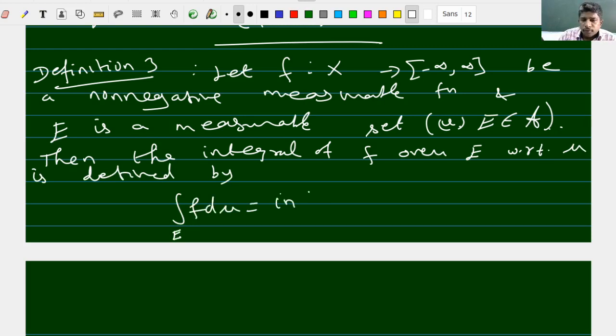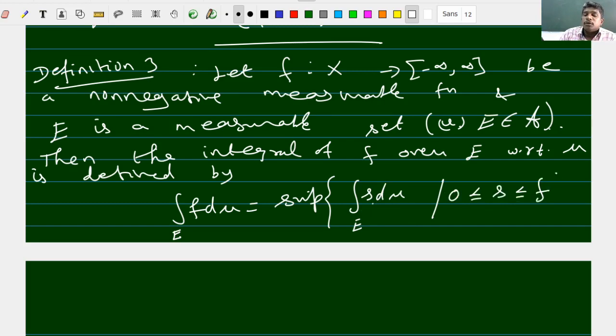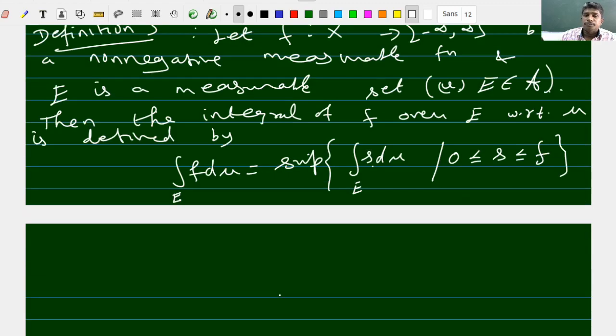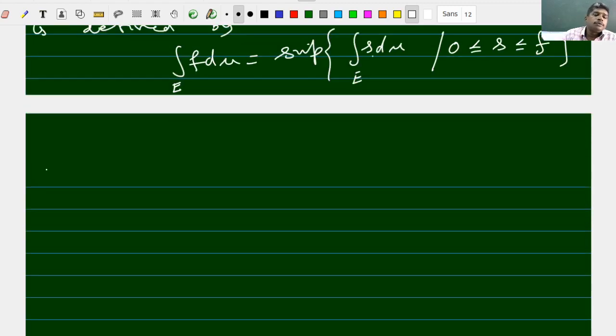This is the supremum of the integral over E of s d mu, which is already defined. Take the supremum of the values of all integral over E s d mu, taken over all simple functions s less than or equal to f. Now we should write the properties of the integral of f.